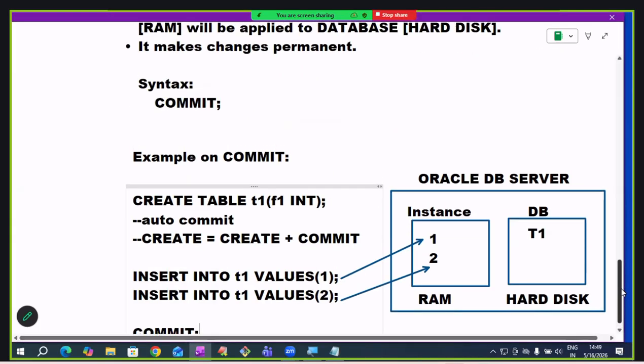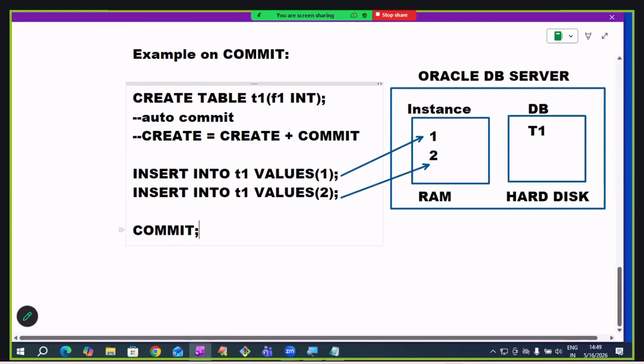Commit we need to write. What happens now? When this commit command is executed, the data in the instance will be applied to the database. Now this data is saved in the database. Now it is saved permanently. This commit is making these changes permanent.